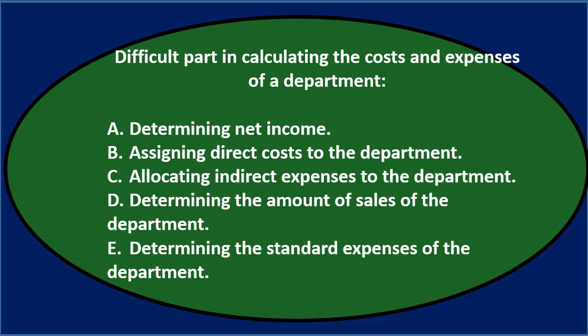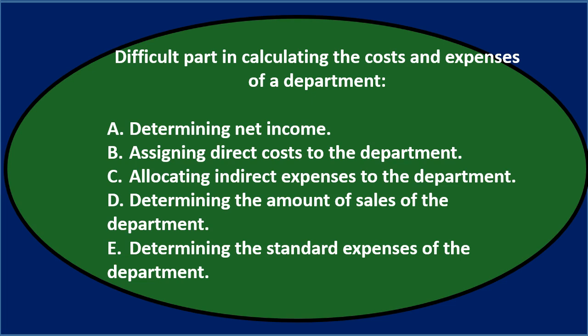A, determining net income. B, assigning direct costs to the department. C, allocating indirect expenses to the department. D, determining the amount of sales of the department, or E, determining the standard expenses of the department. So let's go through this again using the process of elimination.